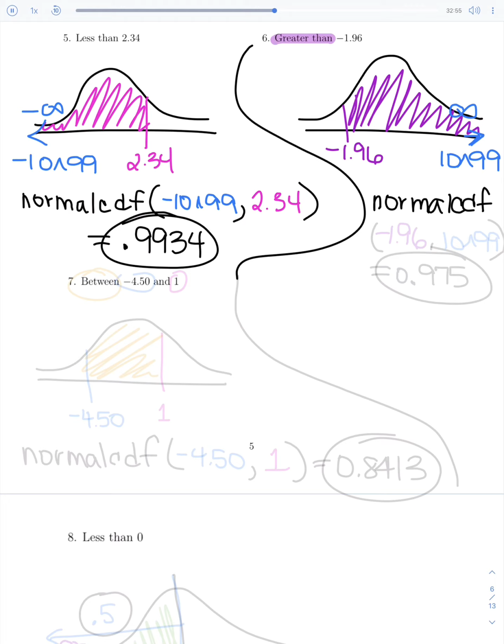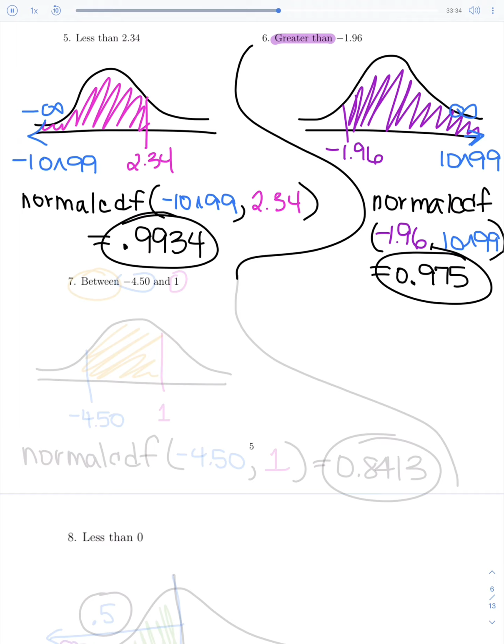We'll continue, so we've got our negative 1.96 first, comma, or all the way to the right, we're not technically ending, so we'll use our positive 10 to the 99th instead of infinity, and we'll close that off and see what our calculator does for us. Notice this time we get 0.975 as our area or probability for anything greater than negative 1.96 as our z-value or z-score.